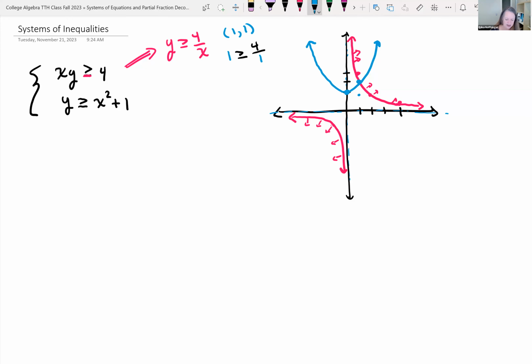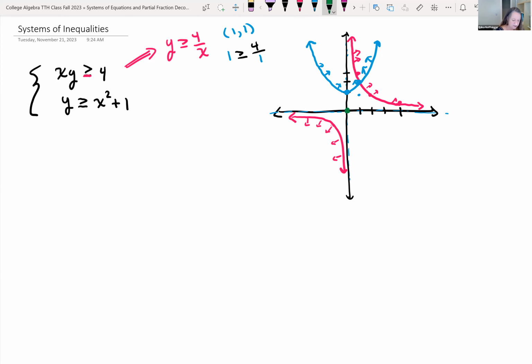If I plug in negative x for x, I get back the original function. It's an even function. Looking at this, I now want to determine where I'm shading. I believe it's inside the parabola, so I'm going to put these arrows here, but I want to make sure I'm choosing the right spot. I can choose something inside that parabola or outside it. I'm going to choose one below that parabola, (0, 0). If that's a false statement, then I chose the correct region to shade.